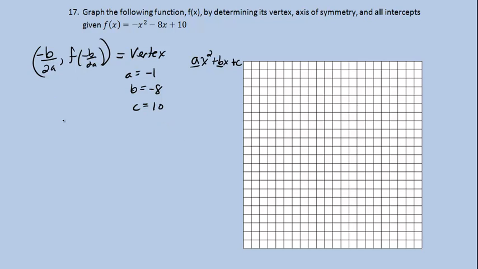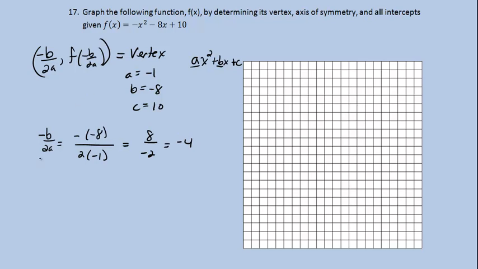I'm going to plug this into my vertex formula. So I get b is equal to negative 8. So I'm going to have negative b over 2a, which will be negative 8 all over 2 times negative 1. So I'm going to get 8 all over, negative times negative is a positive, 8 over negative 2. So I get an x value of negative 4.